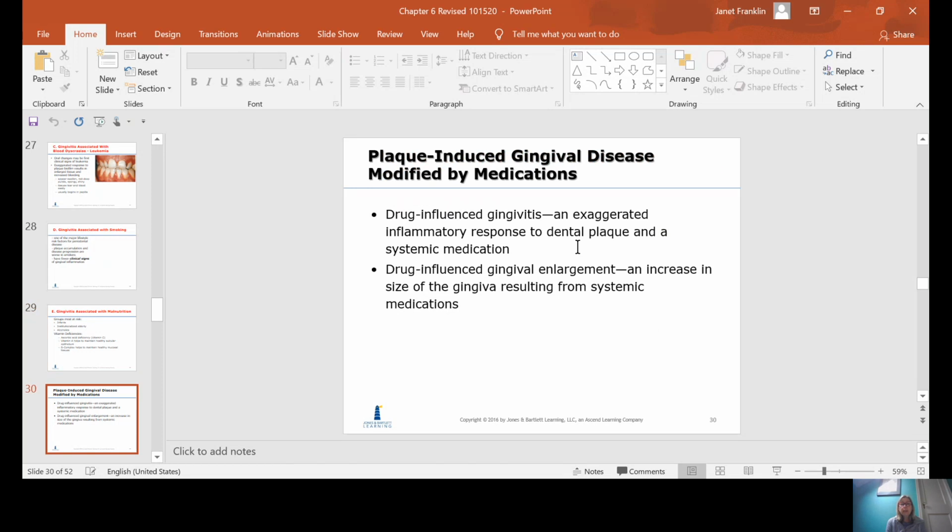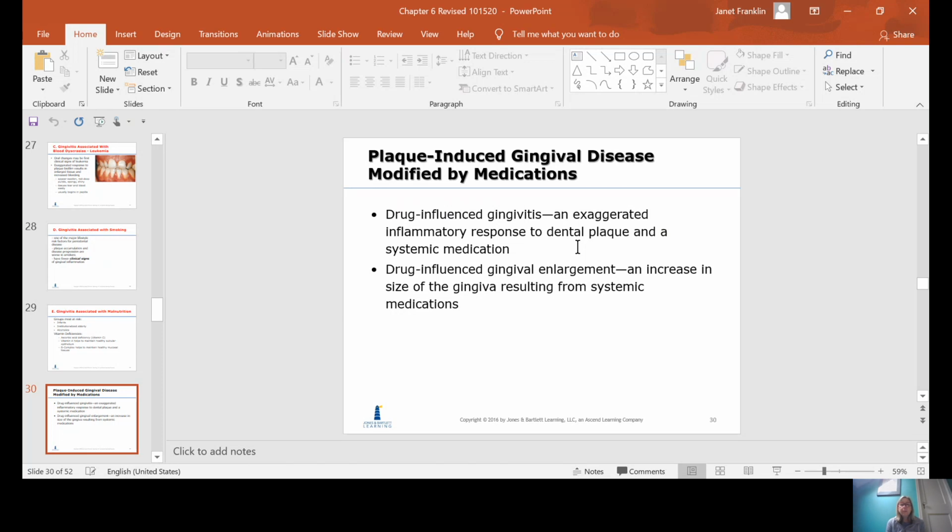Drug-influenced gingivitis. Plaque-induced gingival disease is modified by medications. Drug-influenced gingivitis is an exaggerated inflammatory response to dental plaque and a systemic medication. You'll notice that all of these modifiers are more of an inflammatory response to plaque. So the plaque is present, and then it's how your body responds to the plaque. But the plaque has to be present for your body to have that response.